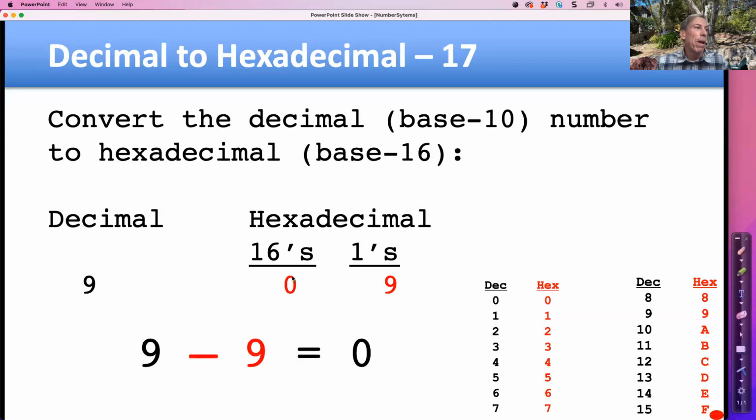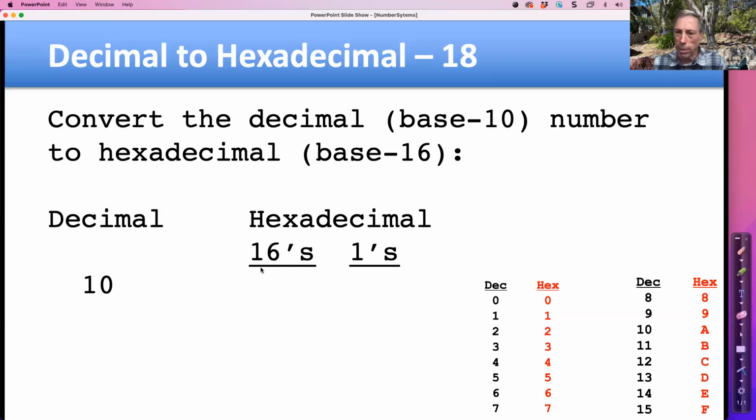Okay, so now give you 9 $1 bills. 9 minus 9 is 0. I don't owe you any more money. So 9 decimal is the same as 9 hexadecimal. Now, what if I owe you $10? Well, I'm not going to give you any $16 bills. Again, I can give you anywhere from 0 to F, 0 to 15 of them. I'm not going to give you any though, because I don't owe you $16. I only owe you $10.